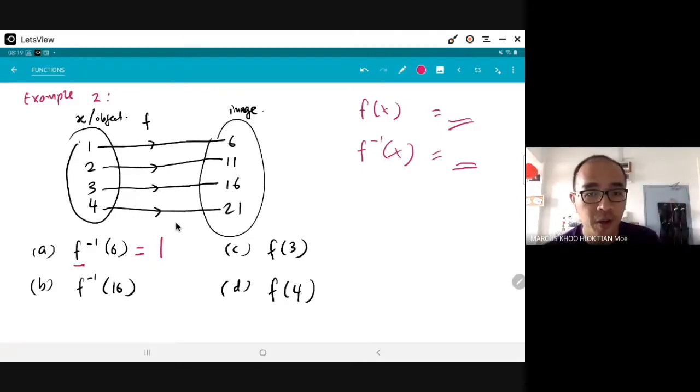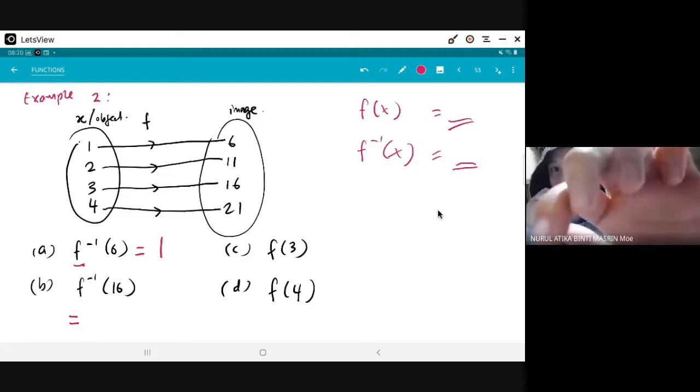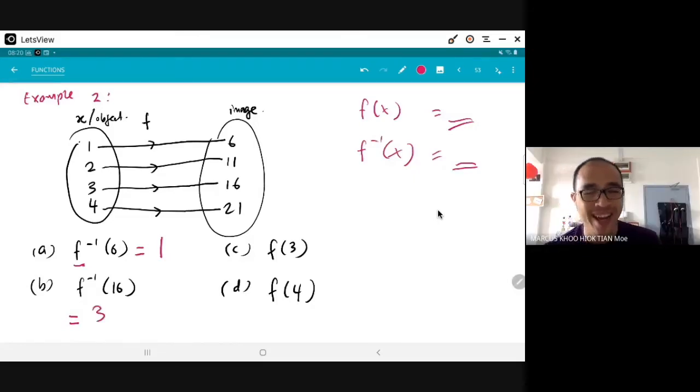Okay, thanks. Shirley, B. Okay, Atika. Inverse function of 16. 3. All right, 3. Wow. This is too early in the morning to shout into my ears, but okay, thanks. So the inverse function of 16 is 3. Very good. Okay, the function of 3. Sibyl?